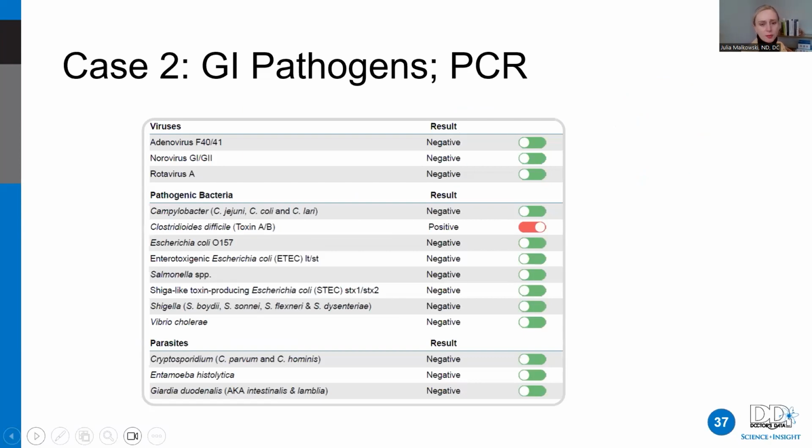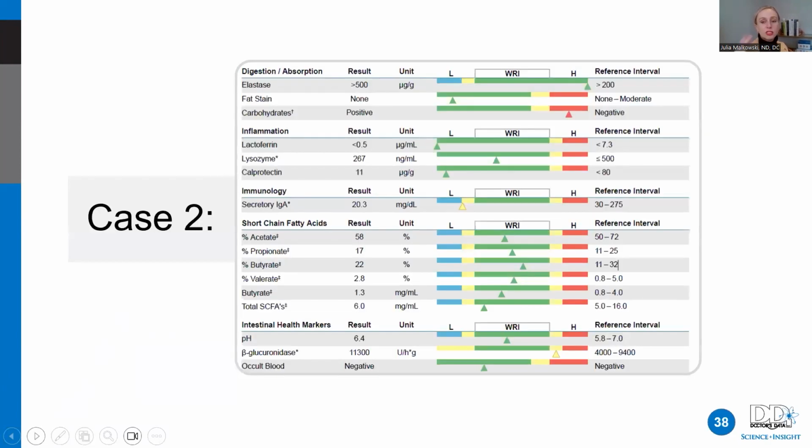So let's take a look at the PCR. We do see this C. difficile toxin. So the patient, this would be a consideration for the patient. We want more information about that in terms of history and presentation. And then we do see for the stool chemistries here, again, that secretory IgA is pretty low, and then the beta-glucuronidase is too high. So we want to address that.